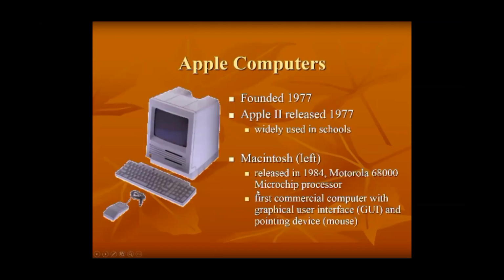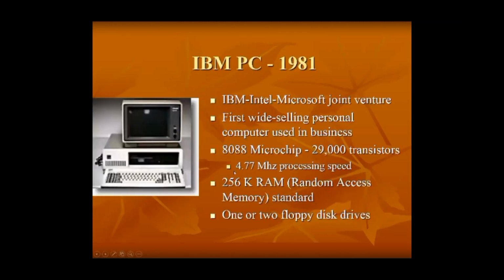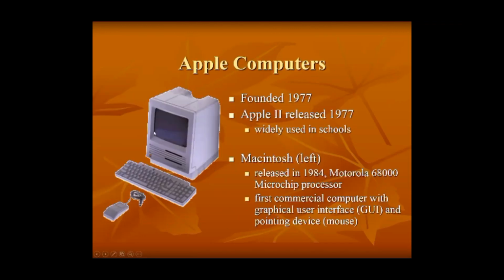So after the IBM PC in 1981, we also have the Apple computer. The Apple computer was founded in 1977. The Apple II, released in 1977, was widely used in school. If the IBM PC before was widely used in business, this one is used in school or for educational purposes.